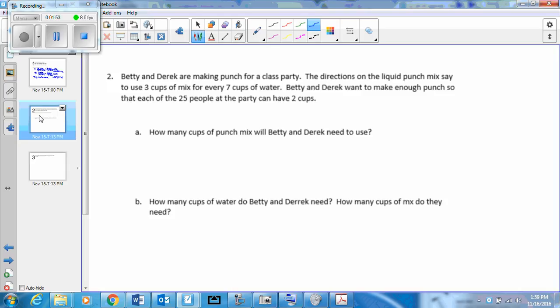Looking at our next example, Betty and Derek are making punch for a class party. The directions on the liquid punch mix say to use 3 cups of mix for every 7 cups of water. Betty and Derek want to make enough punch so that each of the 25 people at the party can have 2 cups. Part A, how many cups of punch mix will Betty and Derek need to use? So, if each person has 2 cups, I will multiply 25 times 2. I need 50 cups of juice total.